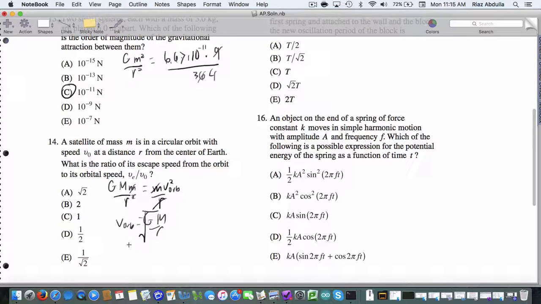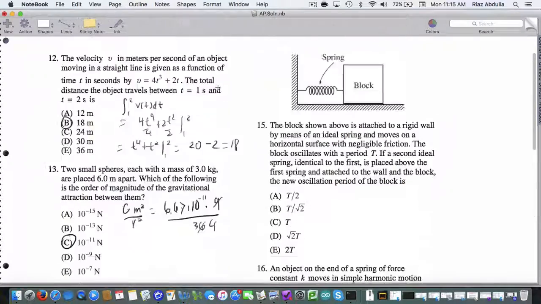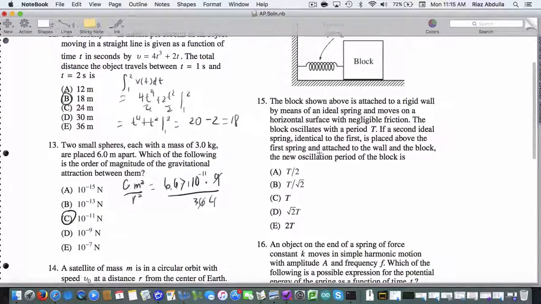Now for the escape speed, we talked about the fact that you need the right amount of energy to escape. So the kinetic energy is equal to the potential energy at the surface of the planet you're trying to escape from. These little m's cancel, and so what you end up getting for v escape is the square root of 2GM over r. So the ratio is the square root of 2 times this stuff over this stuff. So we get A as our answer. That's number 14 here.